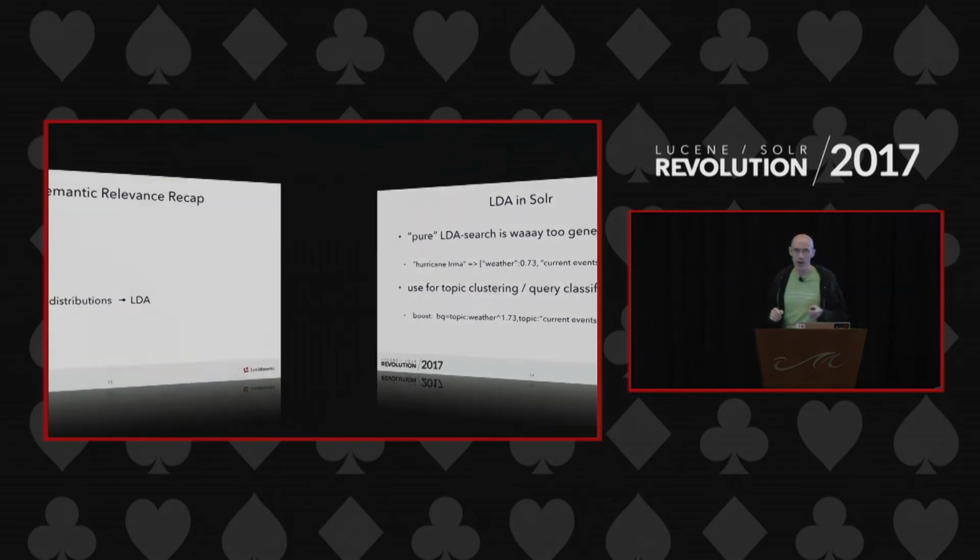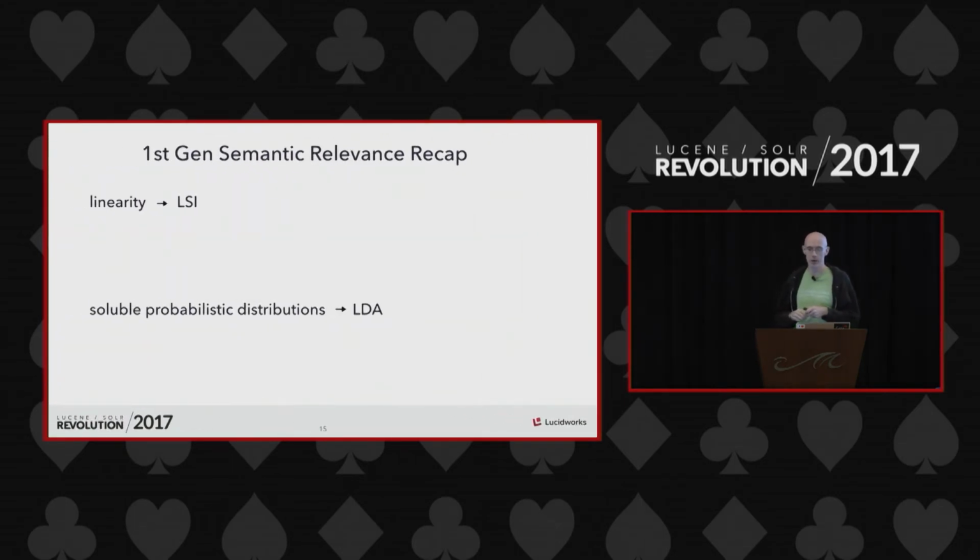So, quick recap to zip past the old stuff. If you assume linearity as what your original term document matrix is, you get stuff like LSI. You can get variations on that. If you assume that you started with your term document matrix coming from a solvable probabilistic distribution, you get something like LDA. There are other probabilistic graphical models, but this is the kind of thing they look like.